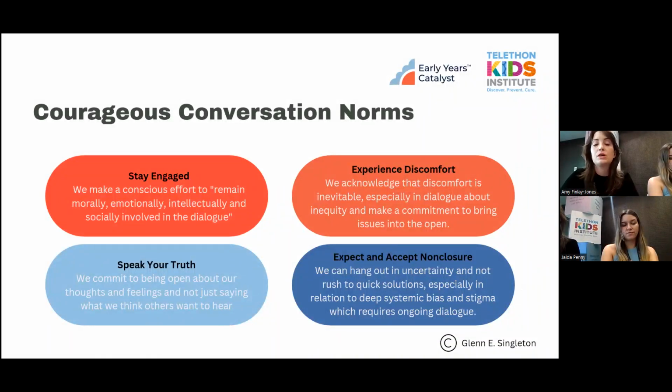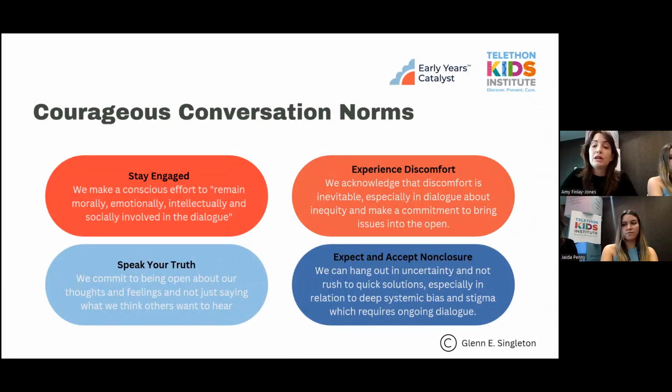These are some norms that we would like to bring to the forefront of people's minds and to hold in mind as we go through the presentation today. So the first of these is to stay engaged and to make a conscious effort to remain morally, emotionally, intellectually and socially involved in the dialogue, even when we are experiencing discomfort. So acknowledging that discomfort is inevitable, especially when we're talking about equity and inequity.